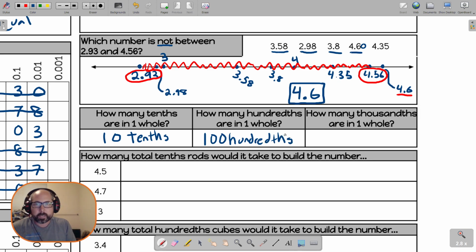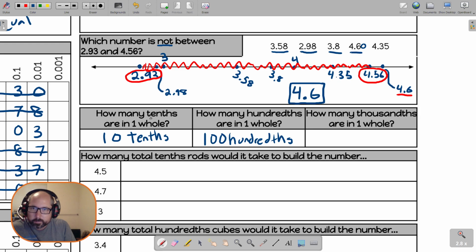Now, I've talked about money a lot, and that's great until you get to the thousandths. There is no thousandths coin. So just be careful with that, and just know that it is smaller by a factor of 10 than a penny. Okay, so I want you to notice the trend here.